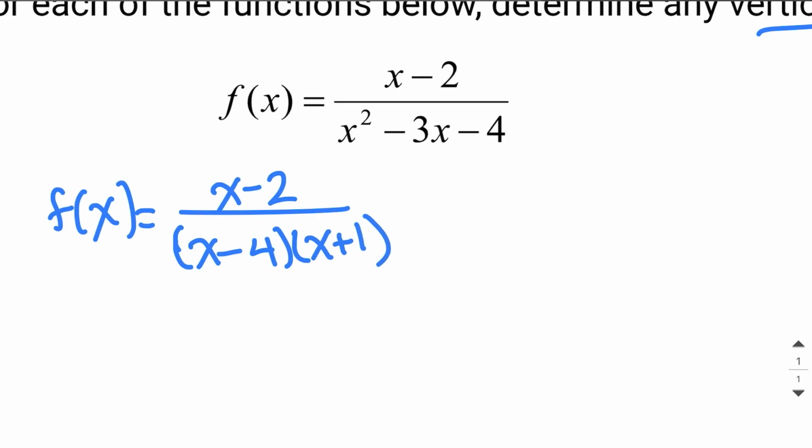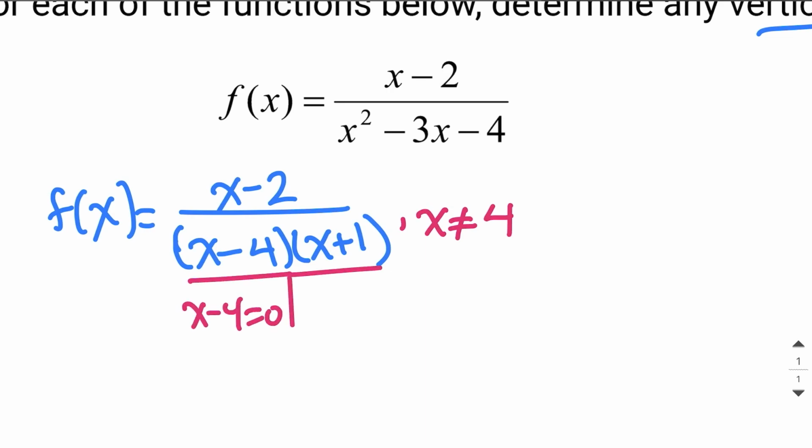Remember, you are not allowed to have 0 in the denominator. We can't divide by 0. So what that means is we have some restrictions here. We're saying that x cannot equal 4, because I set each part equal to 0. So I set x minus 4 equal to 0 and x plus 1 equal to 0. In doing that, I figured out that x cannot be 4, and x can also not be negative 1.